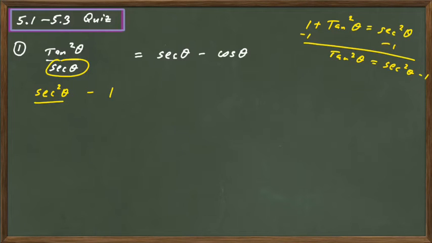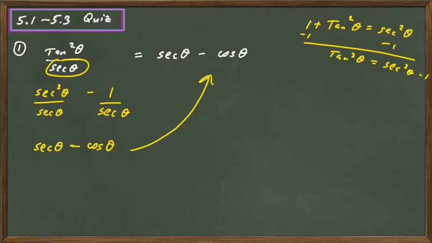They're both divided by secant. So secant squared divided by secant is secant. 1 over secant is cosine. So now it should match what we want it to match.